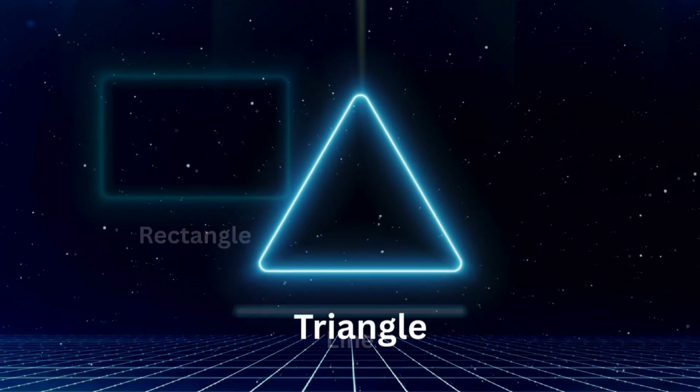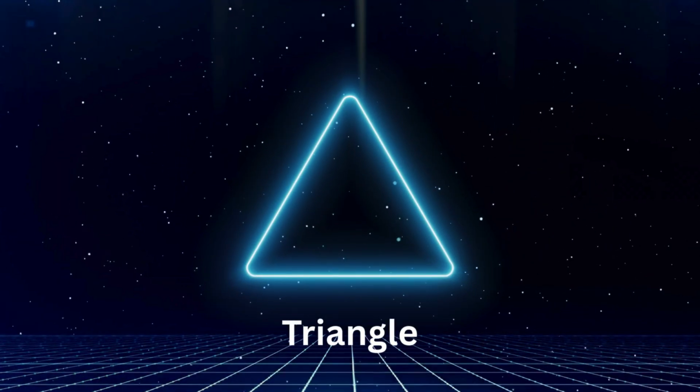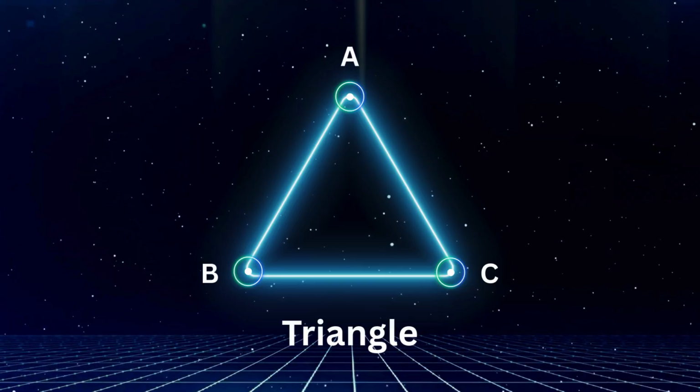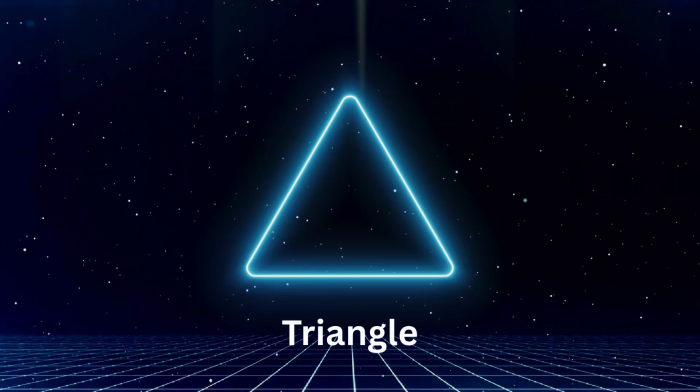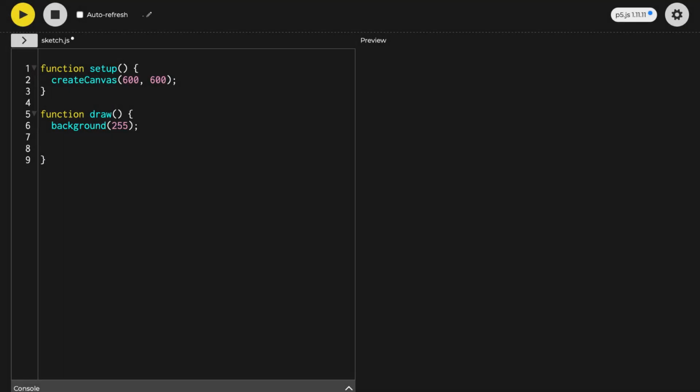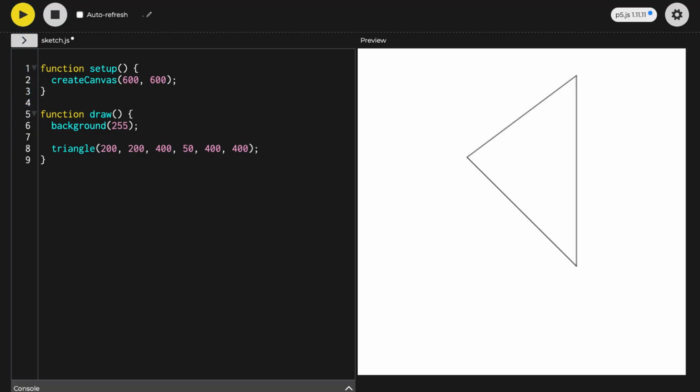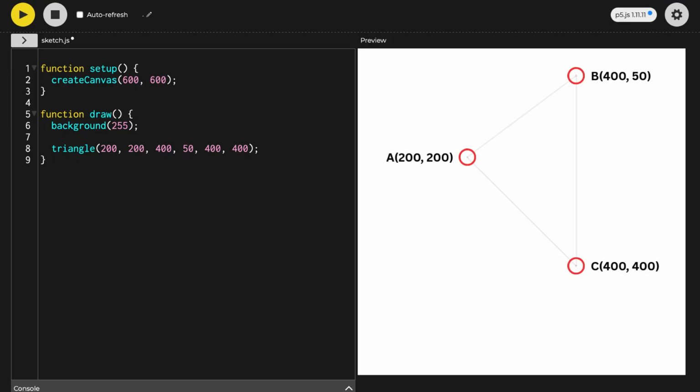Now what if we want a triangle? A triangle is just 3 points connected together. So, if a line needs 4 numbers, a triangle needs 6 numbers. Go inside the draw function and type triangle 200, 200, 400, 50, 400, 400. Click Run. Don't worry if those numbers feel overwhelming. You are just telling the computer, put a dot here, here, and here, then connect them.